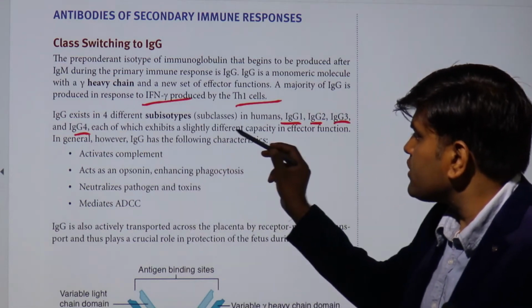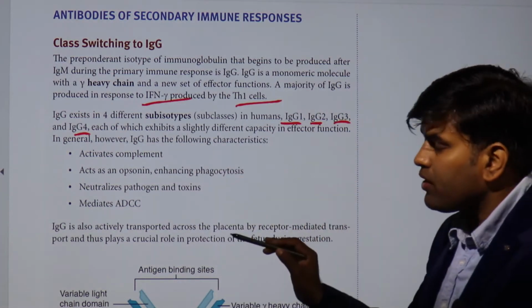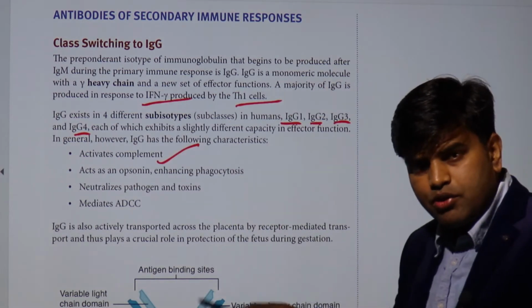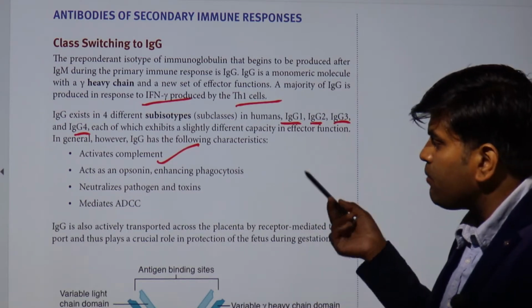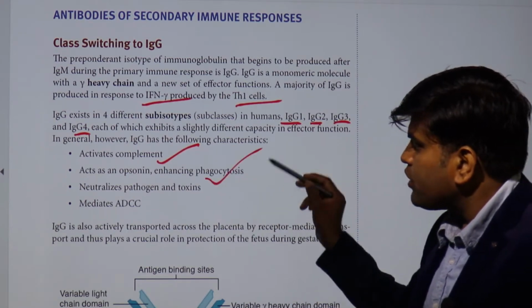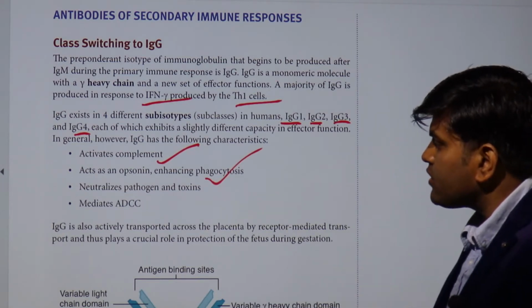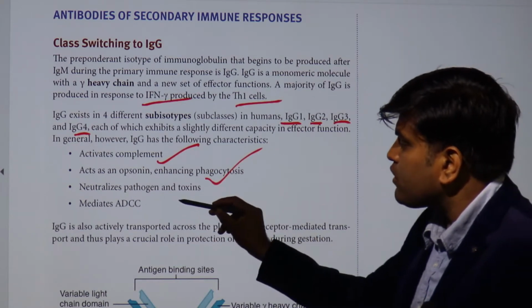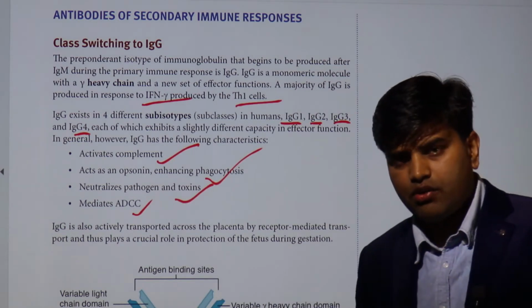Of the following, each exhibits a slightly different capacity in effector function. However, the important function of immunoglobulin G is that it activates the complement, like immunoglobulin M, which also activates the complement. The more potent is immunoglobulin M. IgG also acts as an opsonin and enhances phagocytosis. They can also neutralize the pathogen and toxin, and they can mediate antibody dependent cellular cytotoxicity.